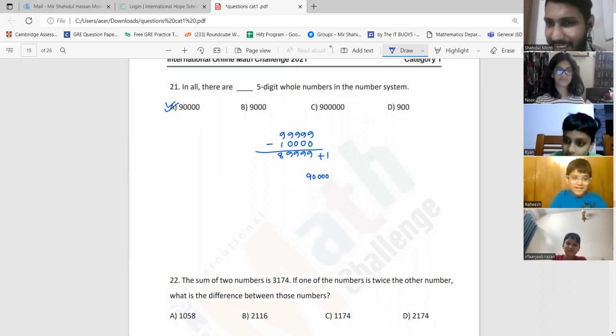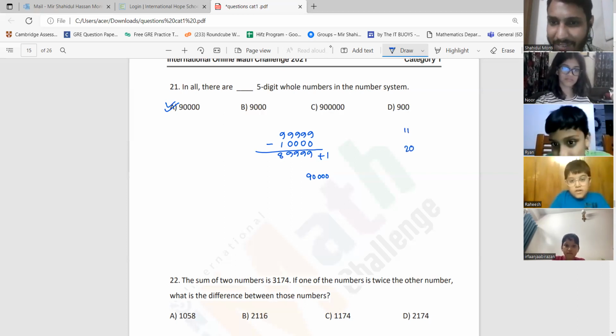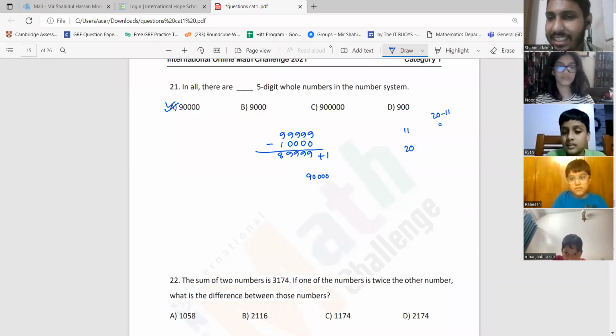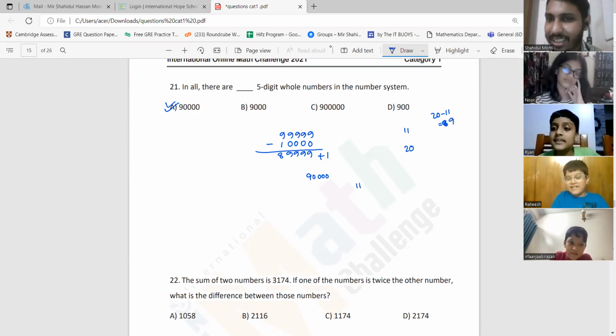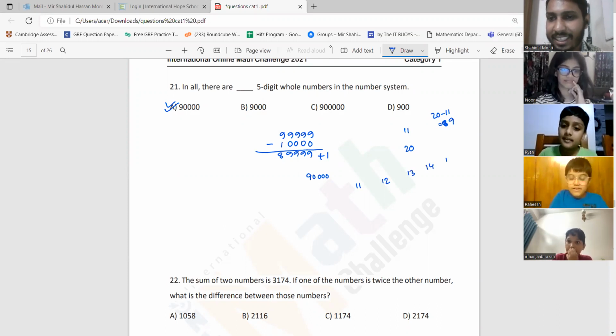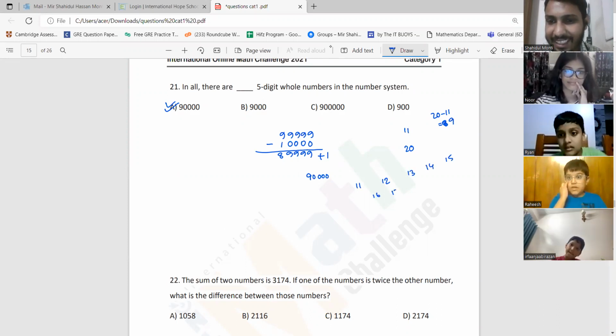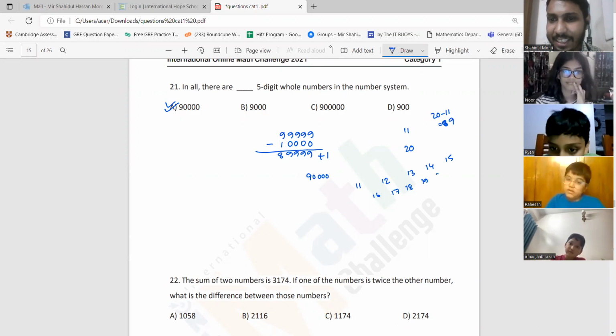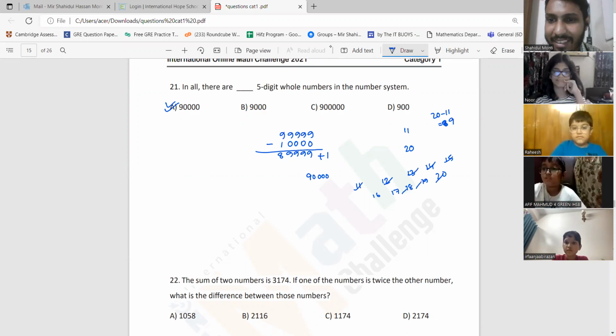Sir, if I ask you from 11 to 20, how many numbers do I have? If I subtract 20 minus 11, the answer is 9. But if we list 11, 12, 13, 14, 15, 16, 17, 18, 19, 20, how many numbers do I have? 1, 2, 3, 4, 5, 6, 7, 8, 9, 10.